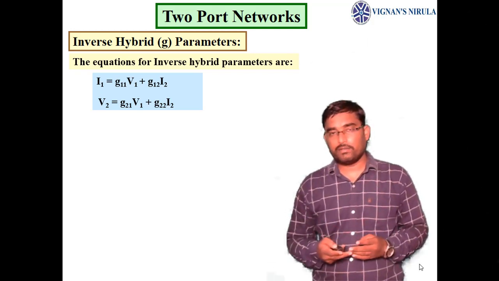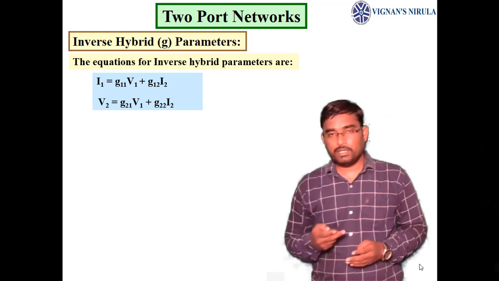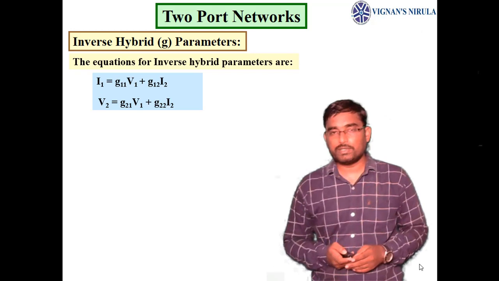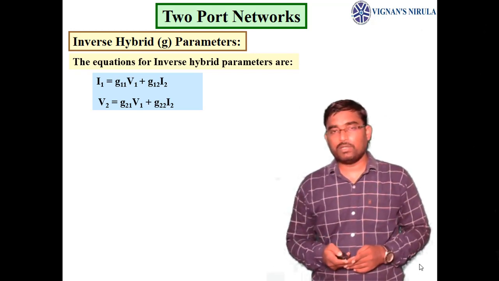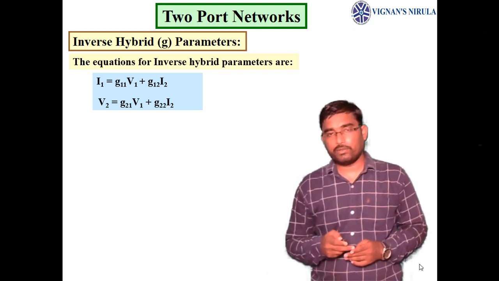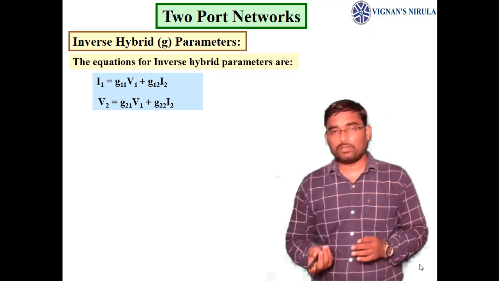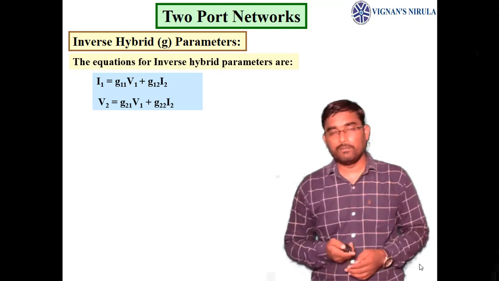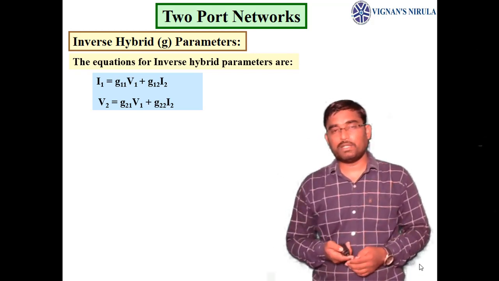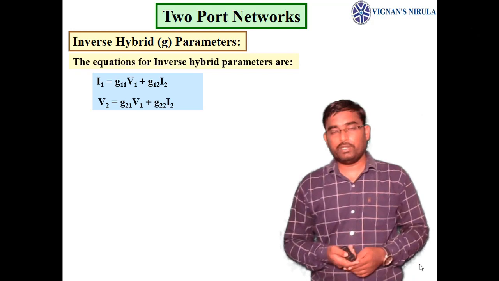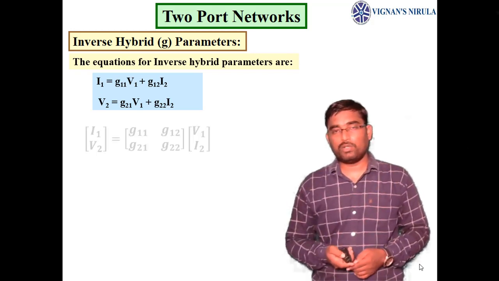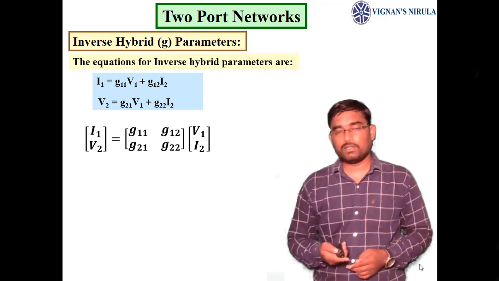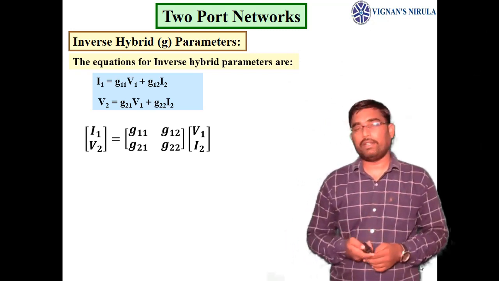Similarly, the next parameters are inverse hybrid parameters, which are also called G parameters, just like Z and Y, ABCD and inverse ABCD. Here H and G, the hybrid and inverse hybrid parameters, are reciprocal to each other. H parameters are used to express V1, I2 in terms of I1, V2. Hence G parameters are used to express I1, V2 in terms of V1, I2, which is the inverse of H parameters. So I1 equals G11 V1 plus G12 I2 and V2 equals G21 V1 plus G22 I2. In matrix form, I1, V2 equals G11 G12 G21 G22 times V1, I2.